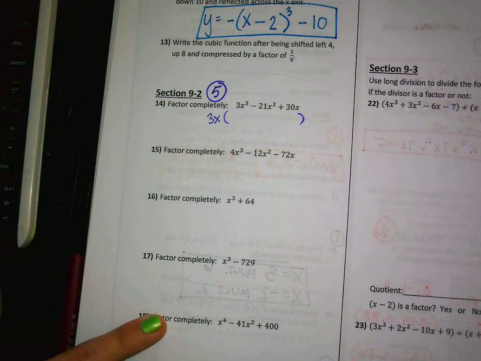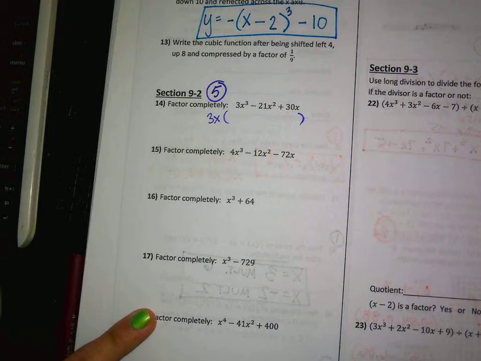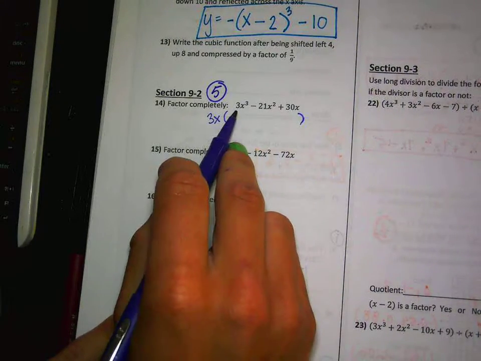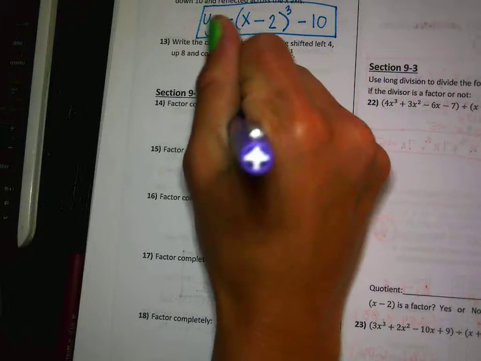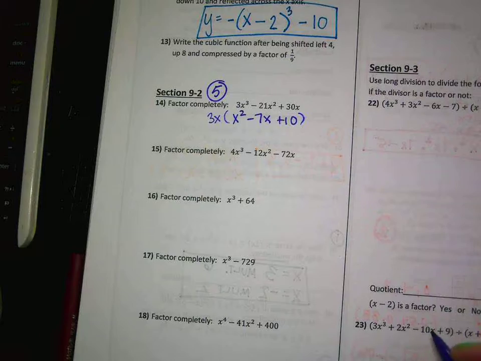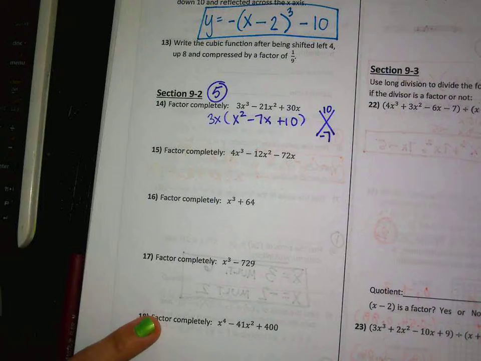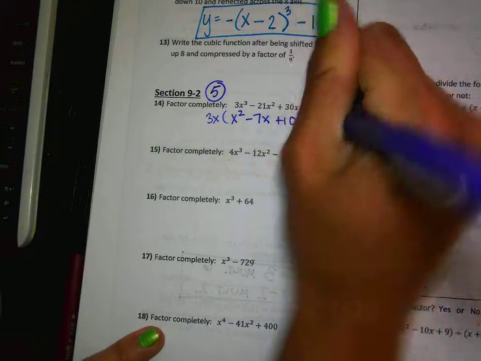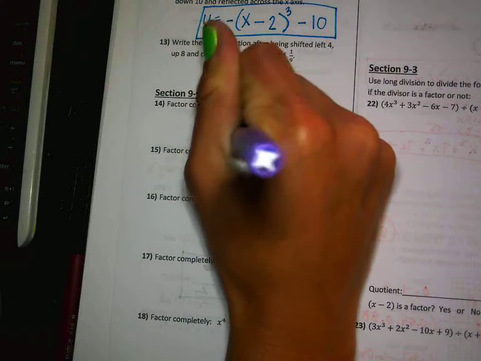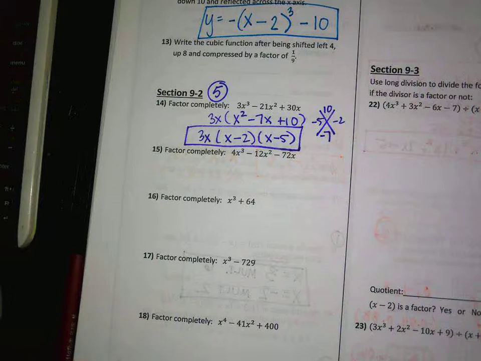Can you take out negatives if it was all negative? Mm-hmm. That was a dumb question. Well, it's not. All right, so I'm going to take the 3x. So when I take a 3x from this term, what am I left with? X squared minus 7x plus 10. Good. All right, and then I have to try to keep going. So what multiplies to give me 10 and adds to give me negative 7? Negative 2 and negative 5. So x minus 2, x minus 5. All right, so because it says factor completely, make sure you take it as far as you can.